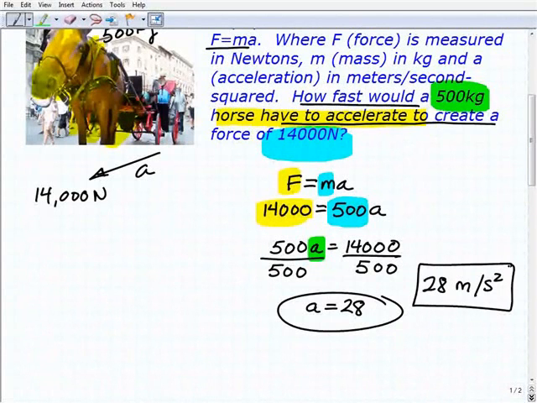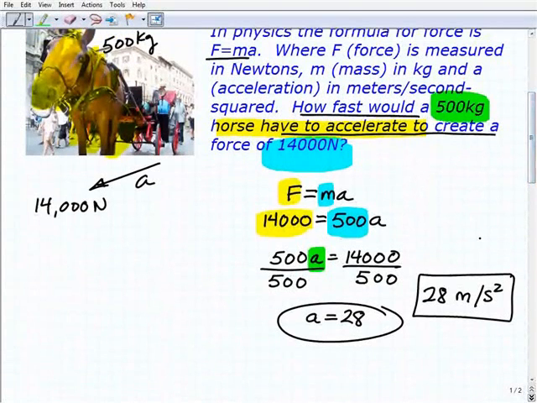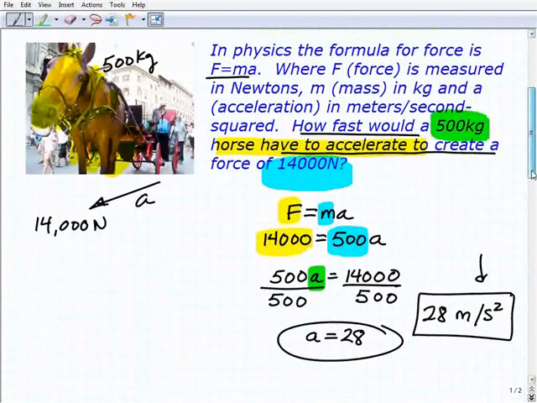So when you're solving a word problem that has units of measure involved, whether it's newtons, inches, feet, miles per hour, always make sure you add in the proper unit of measure. So this horse is going to have to go 28 meters per second squared to reach a force of 14,000 newtons. And if you think about that, 28 meters per second squared, that's pretty fast. So this horse's day is going to go from bad to worse.